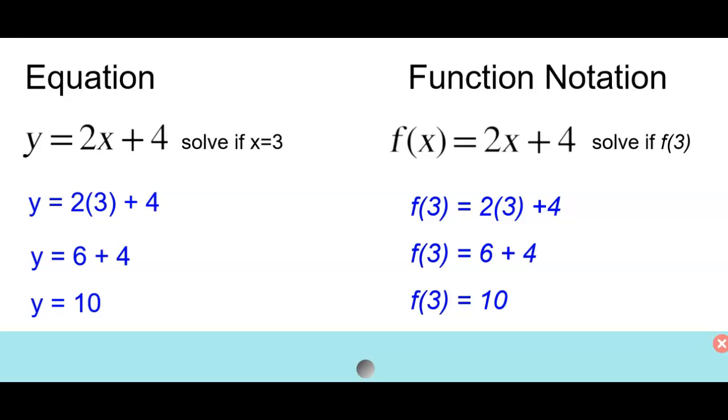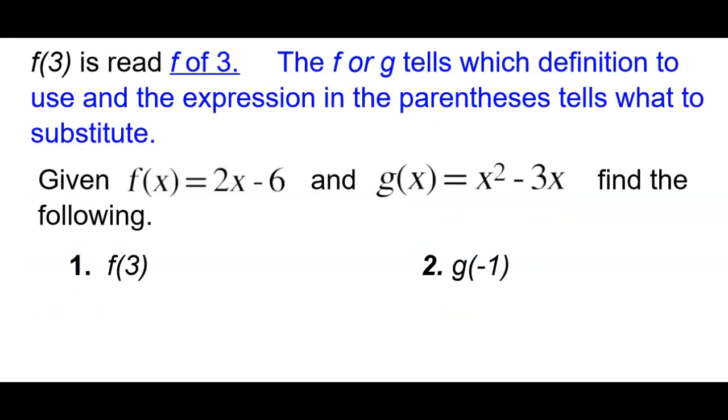Maybe that helps with that other screen. So again, the way that we read this is f of 3. So whatever's in the parentheses is your "of," okay? So our f or our g, in this case down here, f tells me which definition to use.